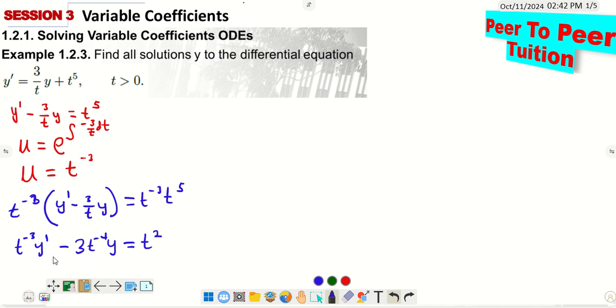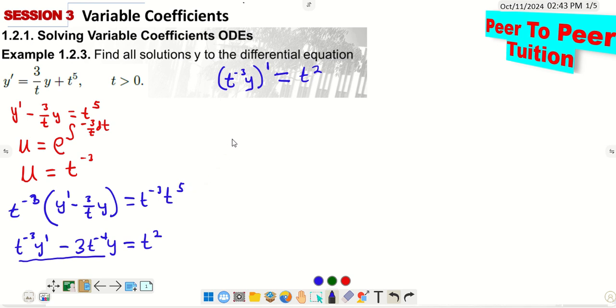Now when we get to this point, let's focus on the first part. All this expression is in the form of a product rule, which can be simplified as the integrating factor t exponent negative 3 multiplied by the dependent variable y. Then you take a total derivative of it. Now this whole thing is the same as this, because if I expand this, I'll get this. Let's take note of that. It should be equal to the right hand side, which is t squared.